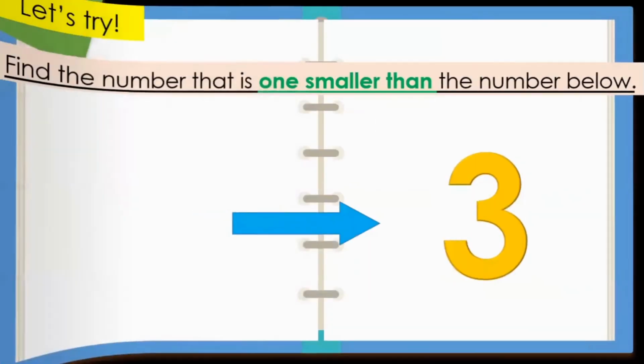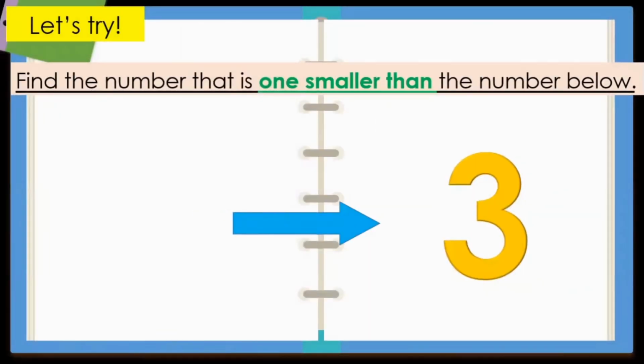Next, find the number that is 1 smaller than the number below. We have here the number 3. So what is that number that is 1 smaller than 3? The answer is 2. Very good.